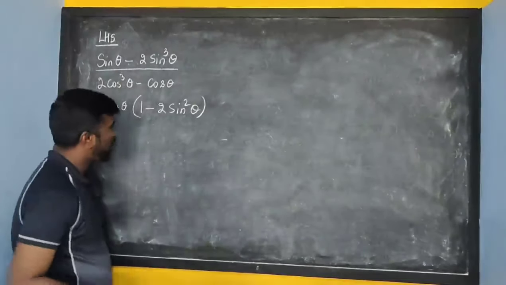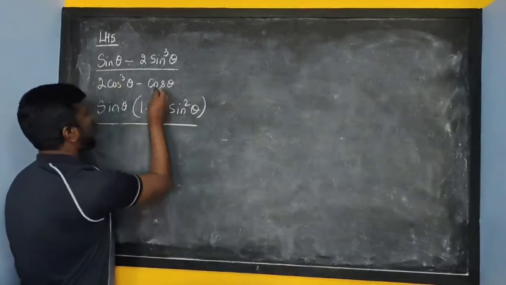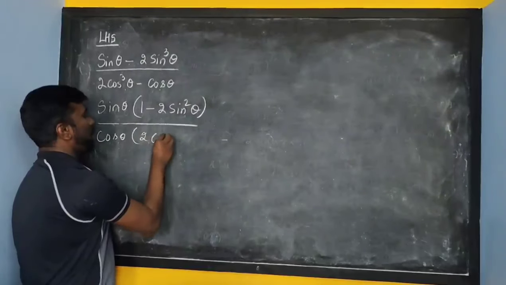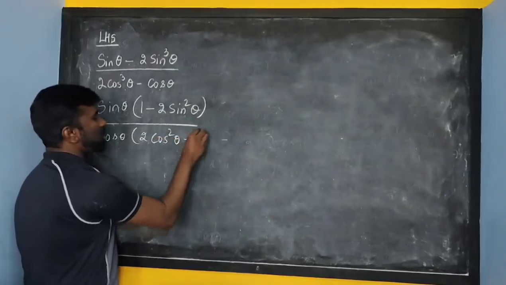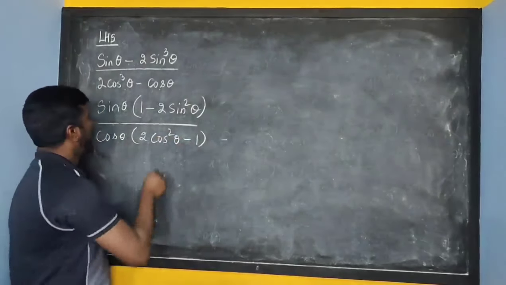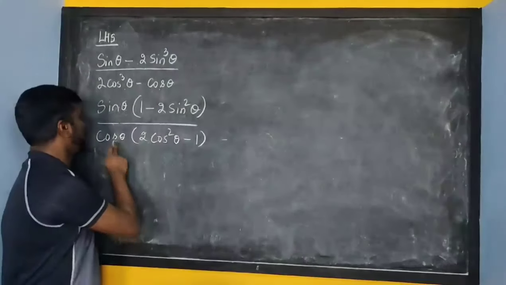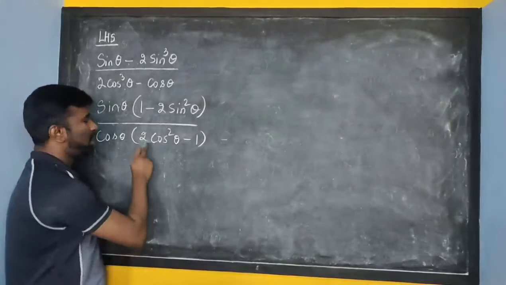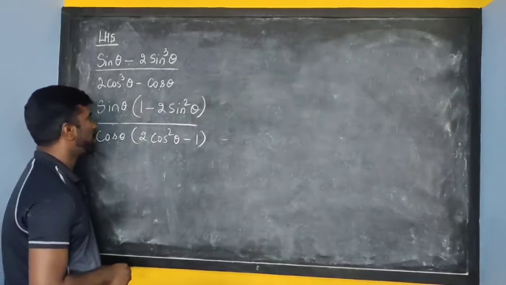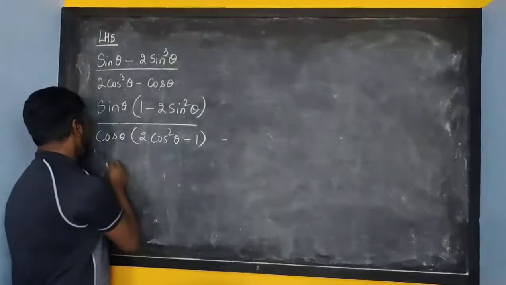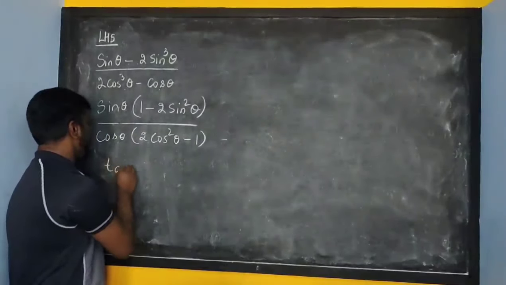In the same way, in the denominator, take cos theta common. What you get is 2 cos square theta minus 1. With sin theta common, what I get in the numerator is 1 minus 2 sin square theta. In the denominator cos theta is common, and I get 2 cos square theta minus 1. Now what is sin theta divided by cos theta? It is tan theta.